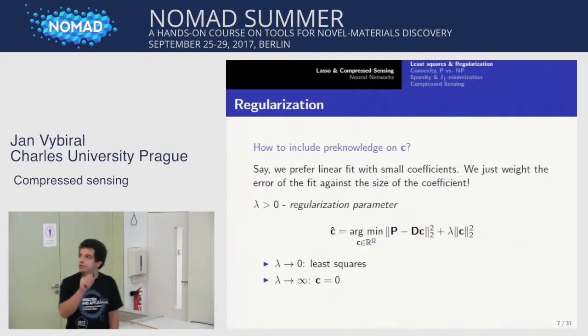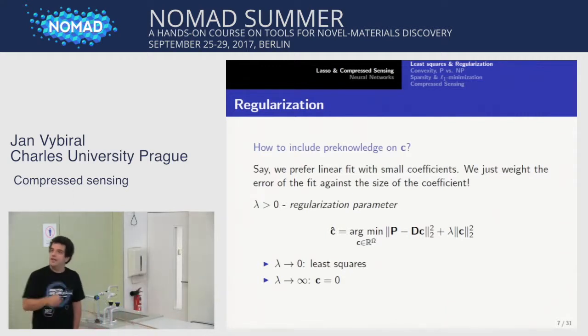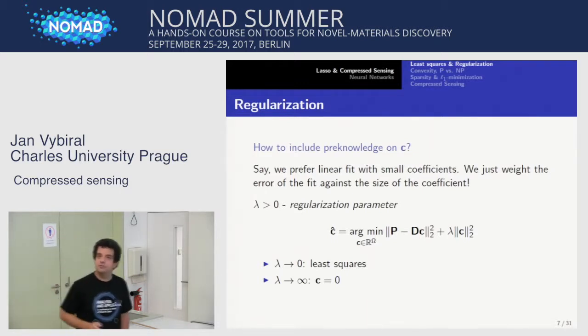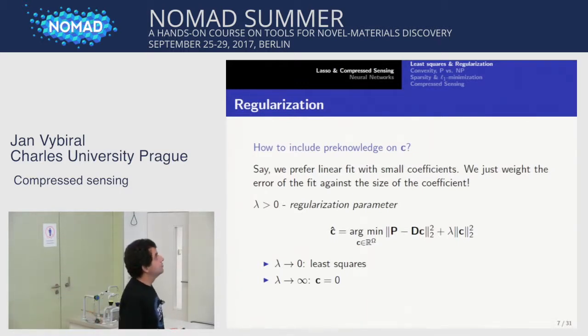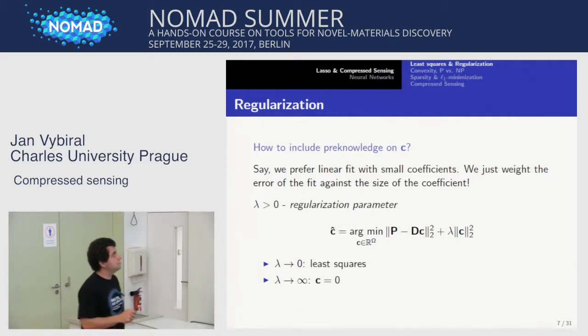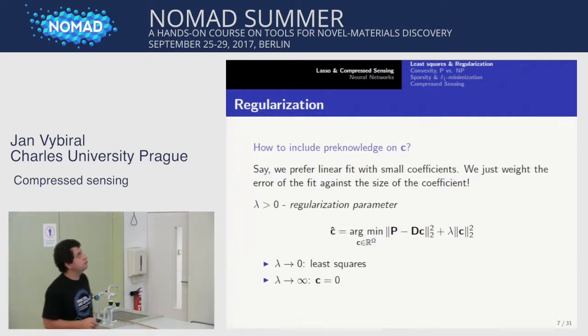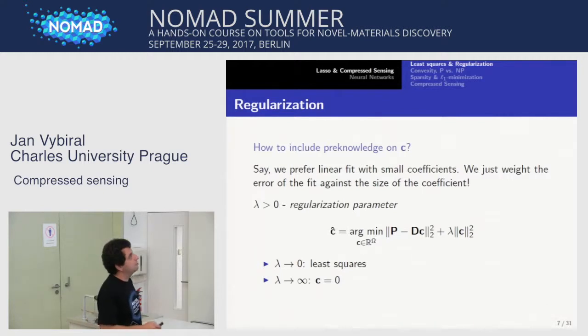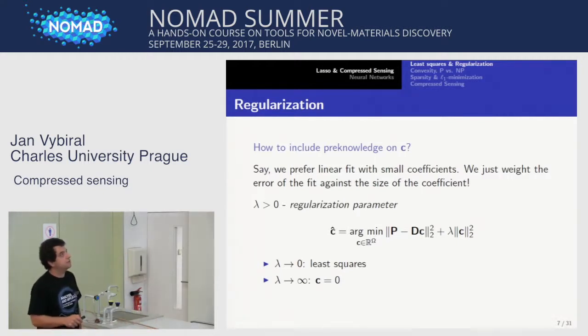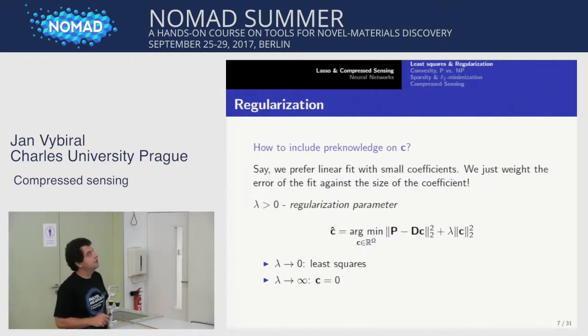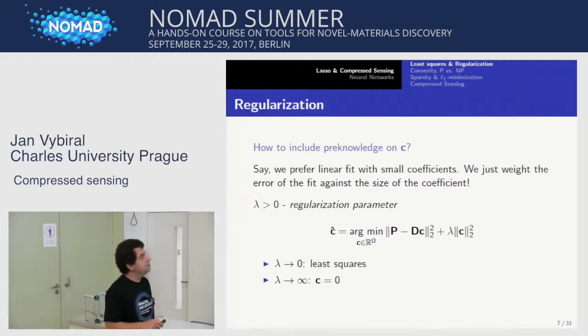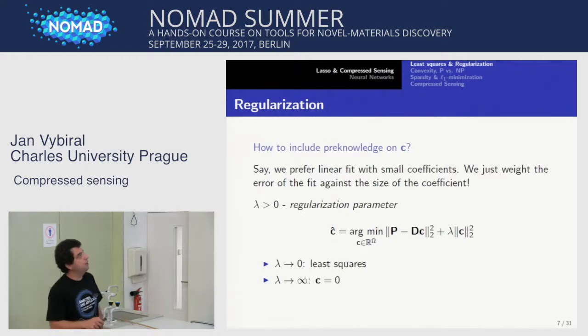If you get out a bit of the area where the data was, maybe they wouldn't cancel that well anymore, and you would end up with essentially random numbers at the very end. So for these reasons, it might be reasonable, depending on the situation, not to minimize only this, but to minimize also the size of the vector C, of this coefficient vector. So you can combine these two things into such a formula.